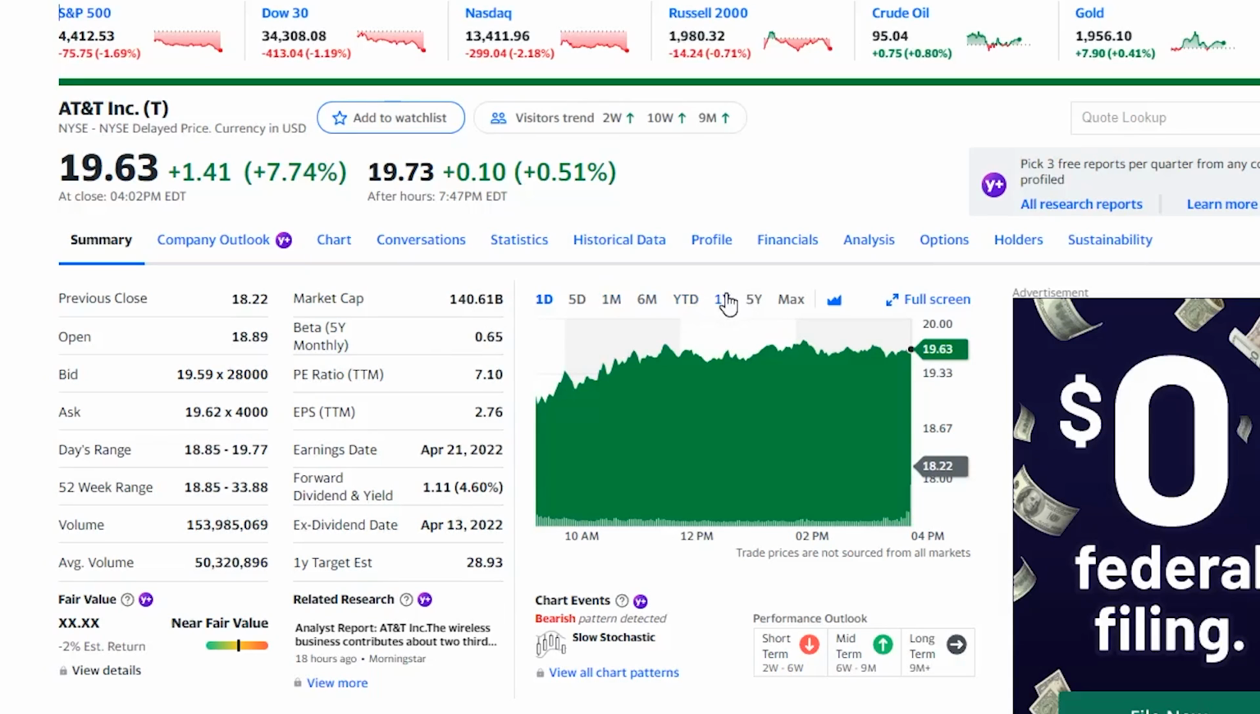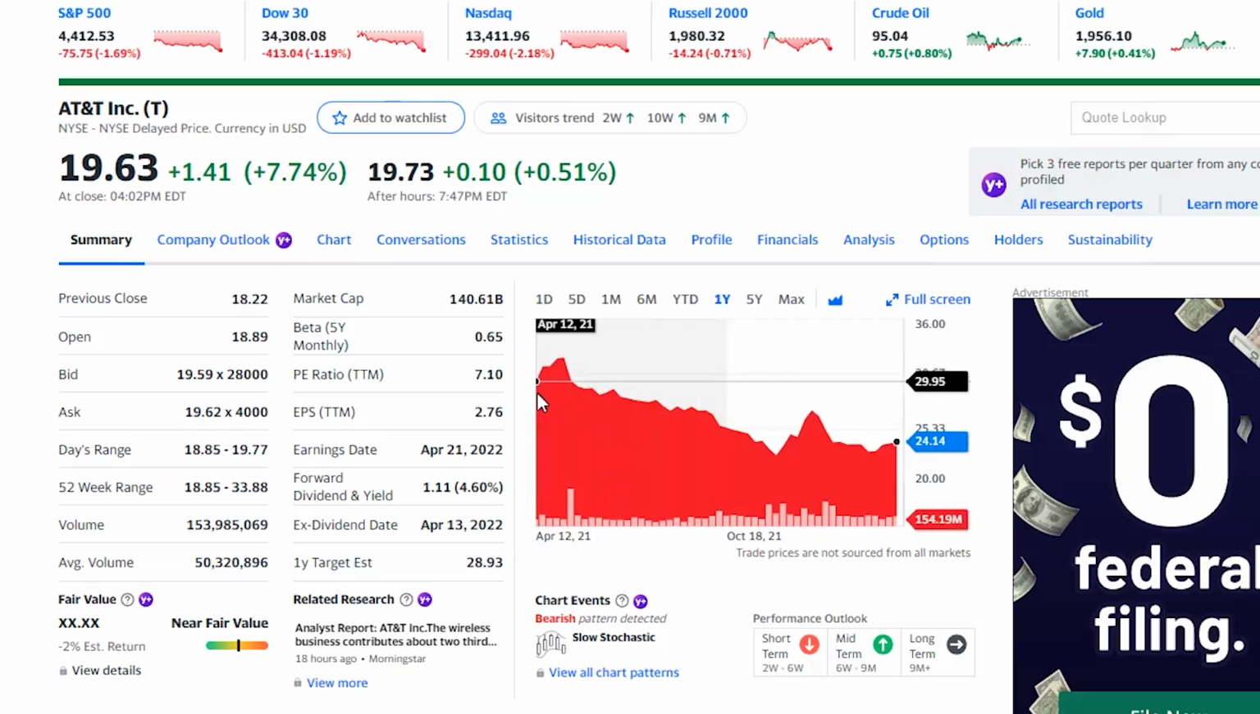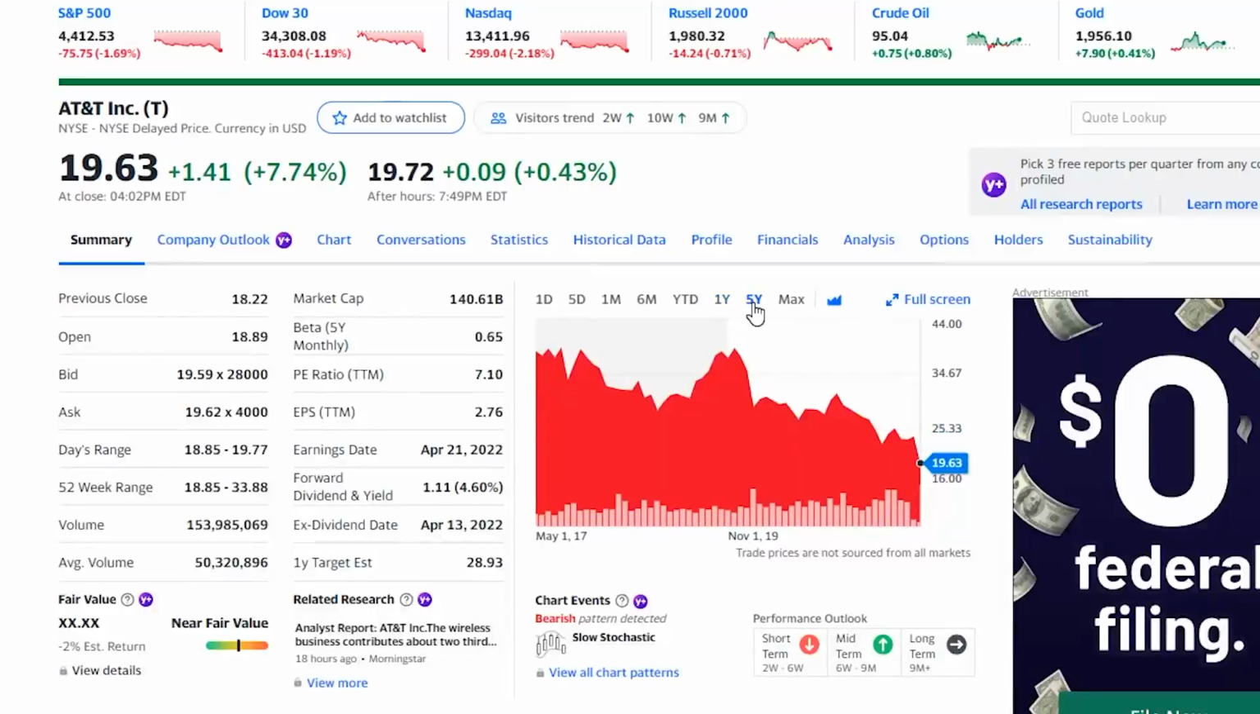But if we look back at one year ago, it was worth around $30. Now it is worth $20. So within one year, AT&T lost around 33%. And if you think it's just a one year thing, no, it's not. If you go back five years ago, it was worth around $37. So almost 50% since five years ago.